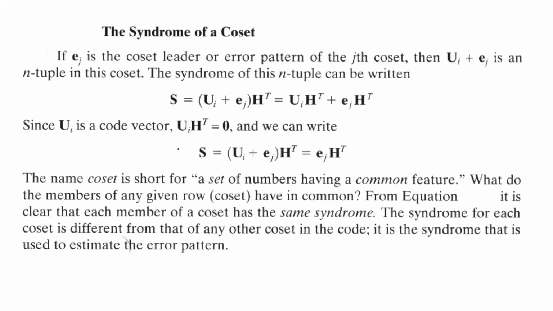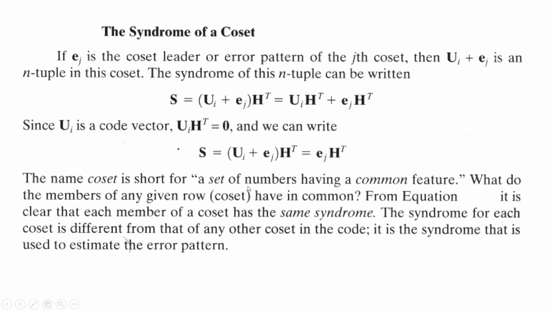Then the syndrome of a coset. If Ej is the coset leader or error pattern of the jth coset, then Ui plus Ej is an n-tuple in this coset. So the syndrome of this will be given. So we will find out the syndrome, right? Since Ui H transpose is equal to 0, my syndrome will be equal to Ej H transpose.